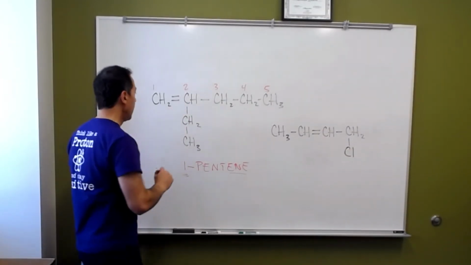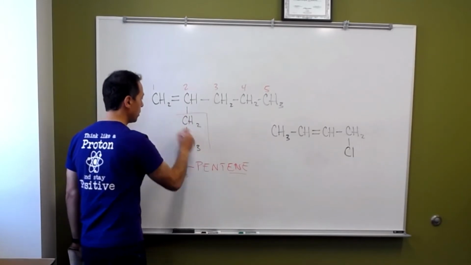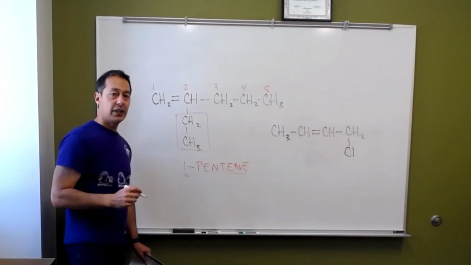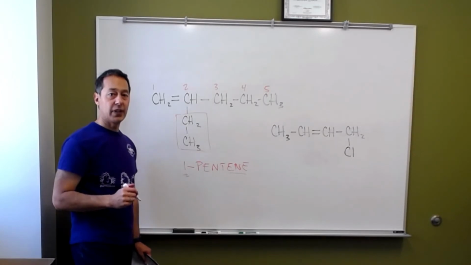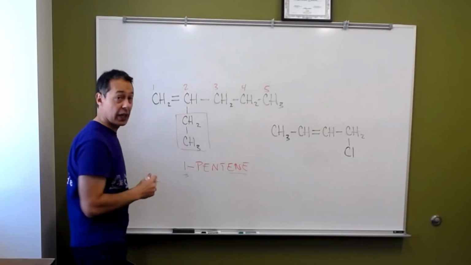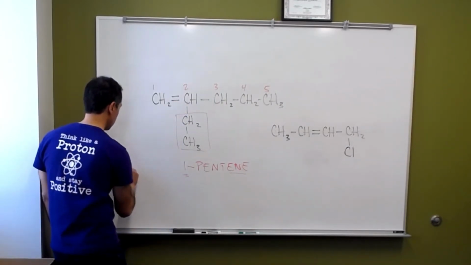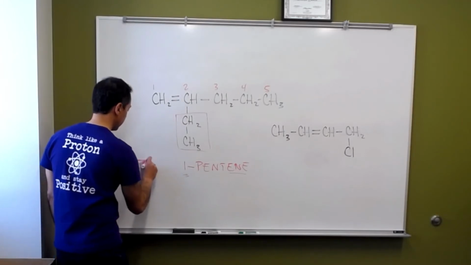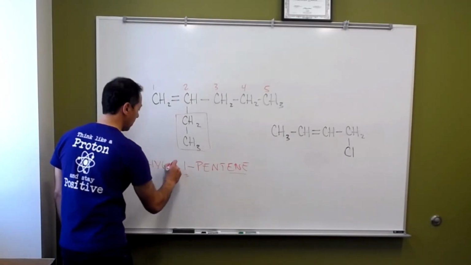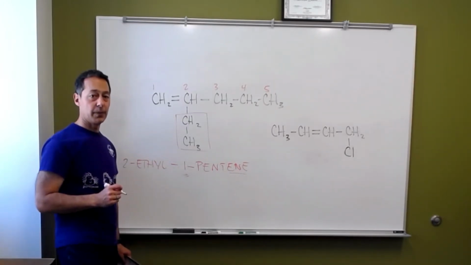All right. Now, the other thing we have here is we have the substituent. We have the substituent here, and that is 2 carbons, and so that is an ethyl group. And we want to show that that ethyl group is off of the second carbon. So we're going to say then 2 ethyl, 1 pentene is the name of our molecule.